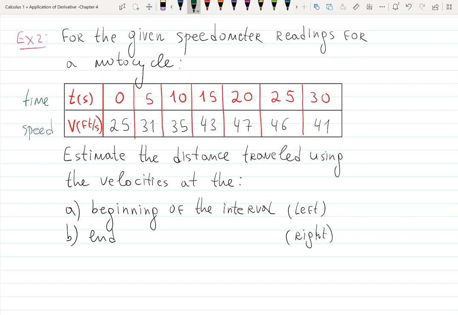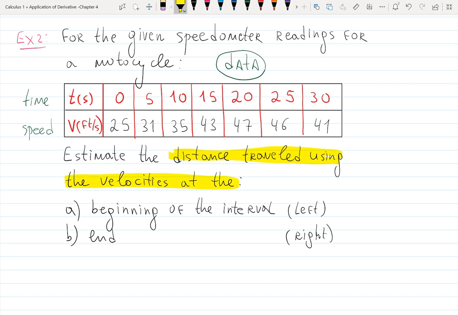What if I told you we do not always have the graph of the function? We might have just a list of data, and this is my data. We don't have a graph, we don't have anything else, just points. Can we still approximate stuff? Can we still estimate the distance traveled by the motorcycle using the velocities in the table?